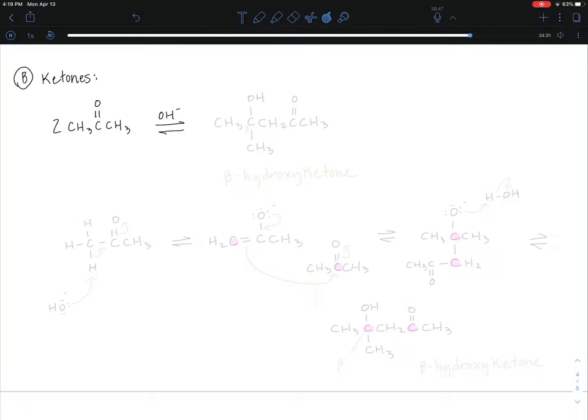I end up getting a beta hydroxy ketone. So there's your beta carbon there. This is your beta carbon. Beta hydroxy ketone.